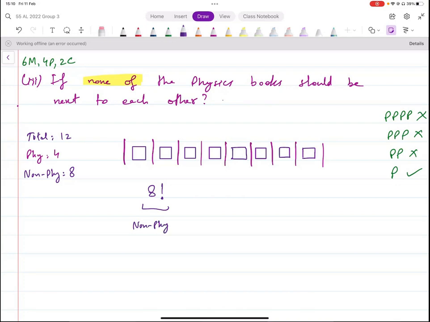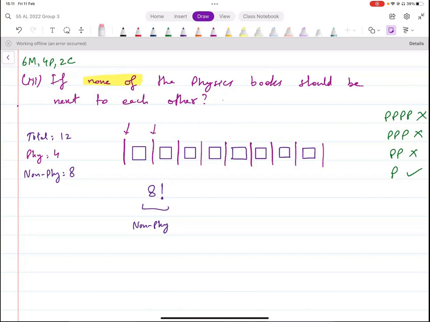The ones with no condition can come anywhere here. Now what about the physics books? Now see how many options you have for the physics books, how many places you have here. You've got 1 2 3 4 5 6 7 8 9. So we've got 9 places for the physics books.